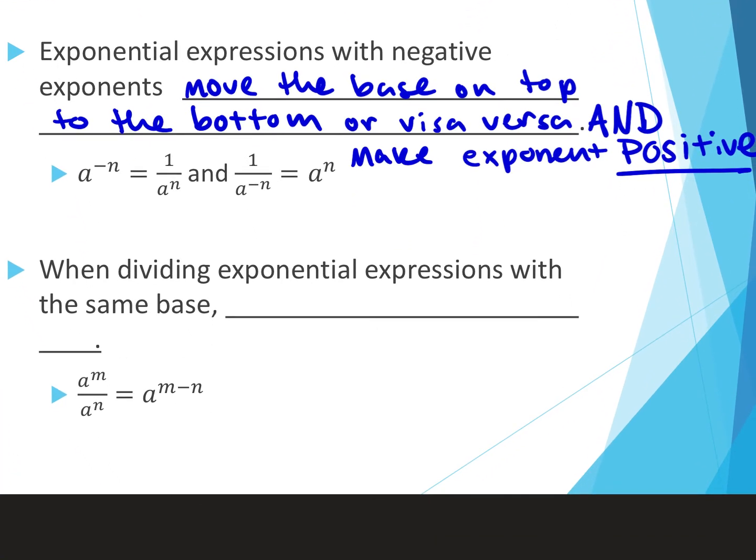So looking at our example here, we have a to the power of negative n. We don't like negative exponents, so we always want it to be positive. So what we would do is take the base and move it to the bottom of the fraction and change the exponent to be positive. If it was already on the bottom, we would move it to the top. And again, anytime you move it, you make the exponent positive.